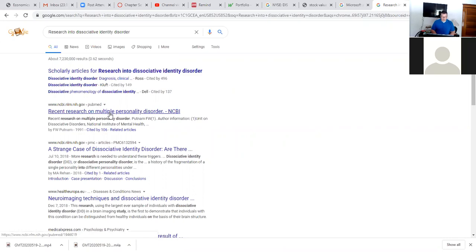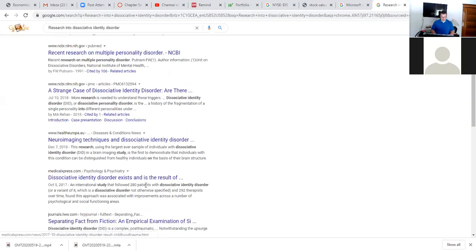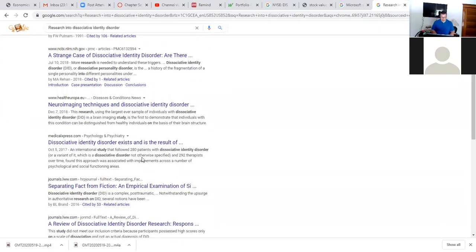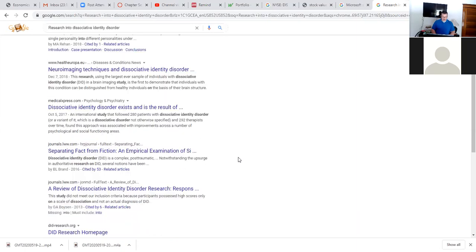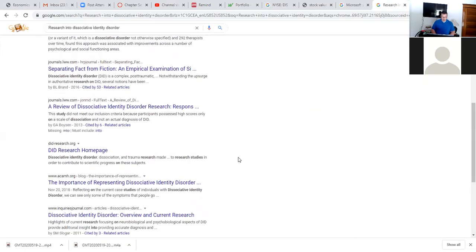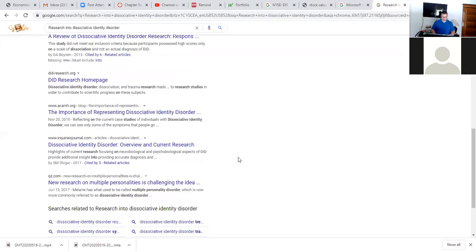So we got recent research on multiple personality disorders, neuroimaging techniques, which would get into the biology of it, and a short medical and international study that followed 280 patients with dissociative identity disorder or a variant of it, and 292 therapists over time, and found the approach was associated with improvements across a number of psychological and social functioning areas. So there's lots of things out here that would help us with the current research regarding dissociative identity disorder. Matter of fact, this Inquiries Journal one right here looks pretty good just based on the title, Dissociative Identity Disorder Overview and Current Research.